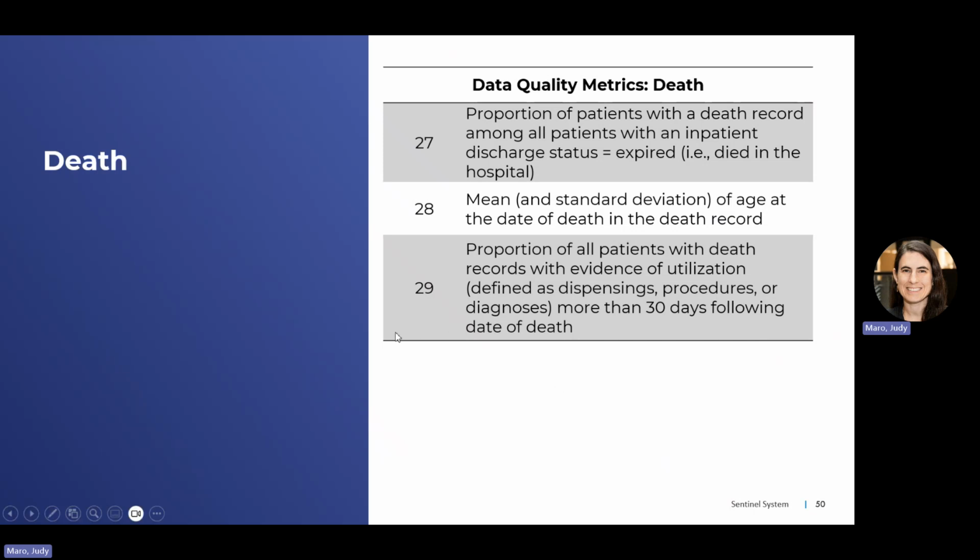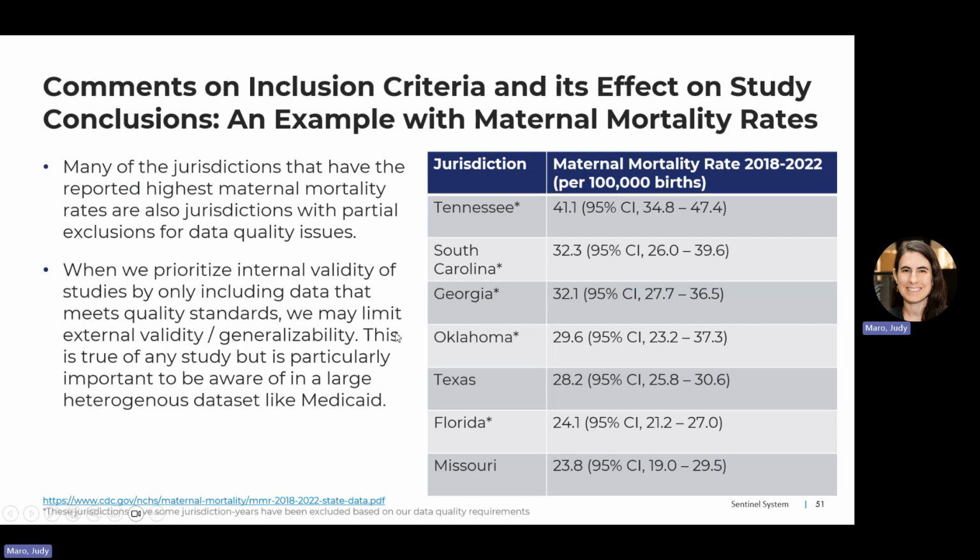So looking at our death metrics, just a comment on this, as you may have realized going through this slide show already, is that we have these very stringent inclusion criteria. And it's important to think about how that stringent inclusion criteria for whether data can be included or not included based on quality metrics in the data set, what that does to study conclusions. And so let's talk a little bit about that with maternal mortality rates.